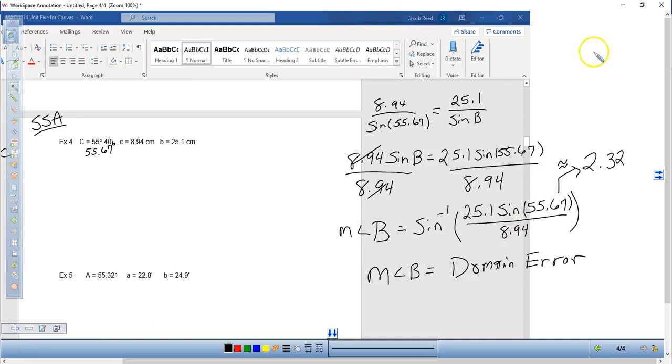Well, remember that the sine curve, unless it's been stretched, only goes up to 1 or down to -1. It does not reach 2.32. That would be a cosecant. So this is outside of its domain. Therefore, this particular triangle does not exist. You cannot make a triangle of this given information.